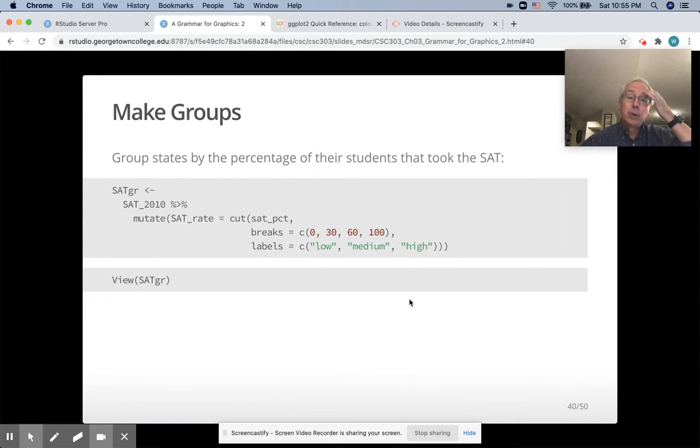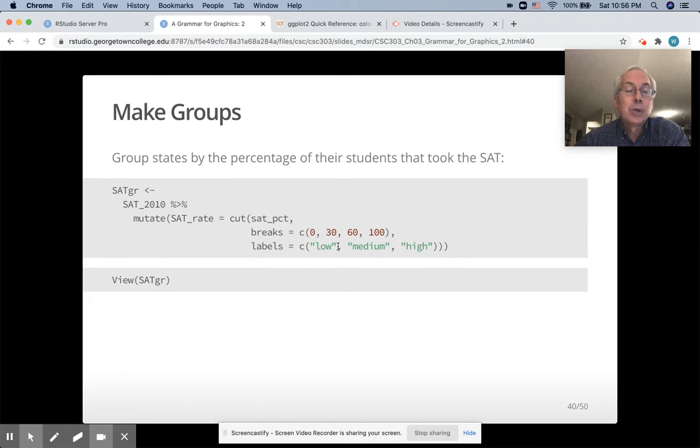So let's do a little bit more with this. And here's another command that we're going to be spending time with in Chapter 4, mutate. Mutate is a way of adding new columns to our data set. And so we're going to add a new column called SAT rate, and it's going to be either low, medium, or high, depending on whether between 0 and 30% of students in the state take the SAT, between 30 and 60, or more than 60% take it. And so we're adding a categorical variable to our data set using the mutate command. And we'll do much more with mutate in the next chapter.